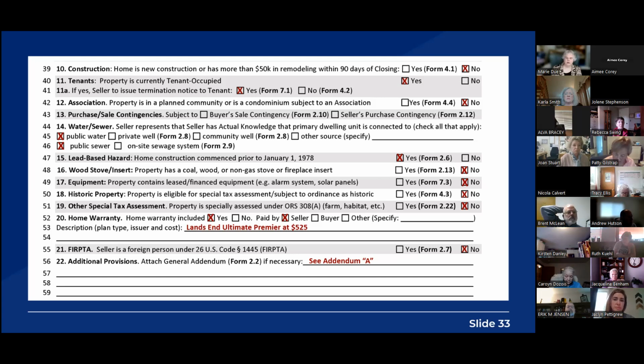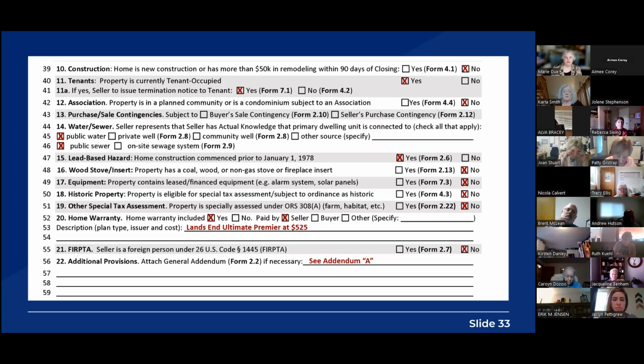Water, sewer, of course, in our practice, it's all public water and public sewer. However, if you have a private well or community well or on-site sewage system, those forms would actually come up, and they're on different timelines. They're there. And again, community well is up to four homes. Anything over that becomes an association for that.